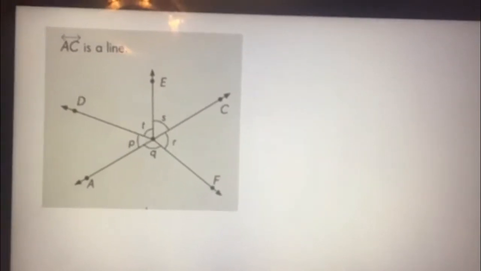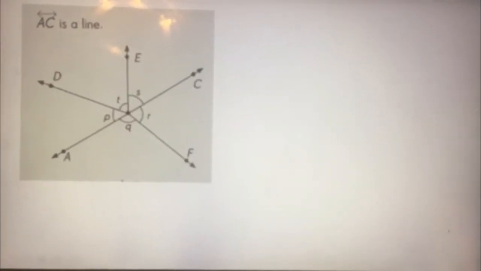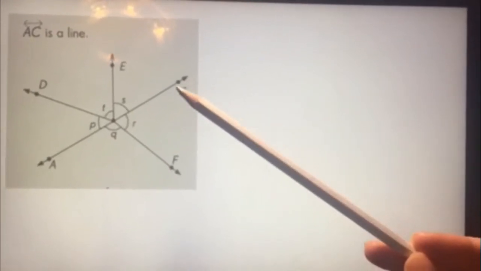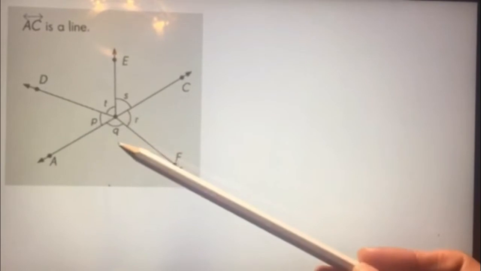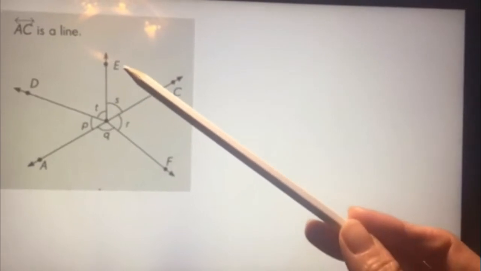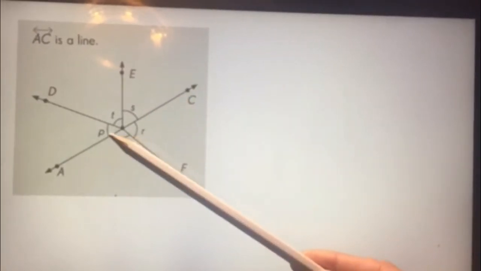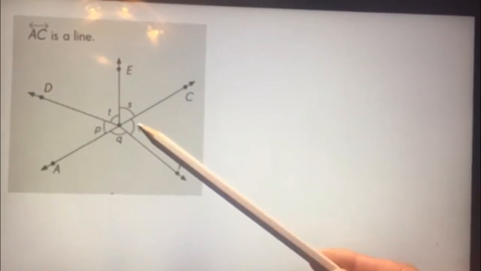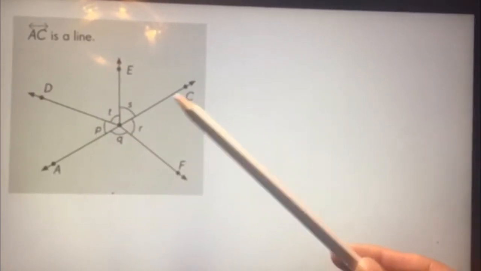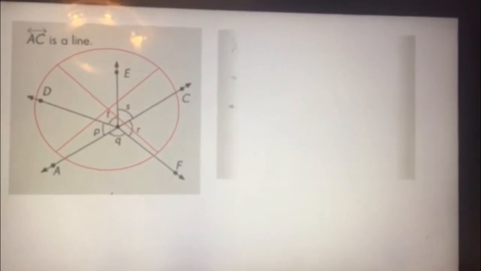Remember, there has to be at least two lines in order to find some vertical angles. In this figure, AC is a line. Can you find any vertical angles? No. S and Q are not vertical angles since they obviously don't look the same. And EF is not a line at all. And P and R, they may look close, but since we know DF is not a line, P and R are not vertical angles. So if there's only one line, there's no vertical angles.